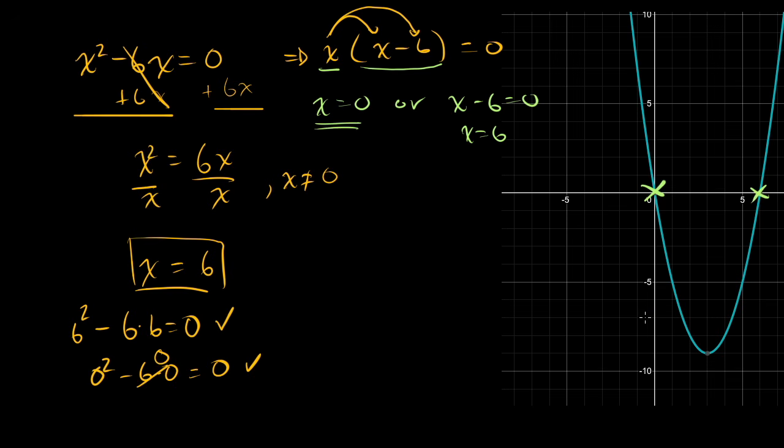So this is the graph of y is equal to x squared minus 6x. And you can see the two places it equals 0 are at x equals 6 and x equals 0. And hopefully this gives you an appreciation for why you can have two solutions here, because it curves, it's a parabola, and it can intersect the x-axis twice.